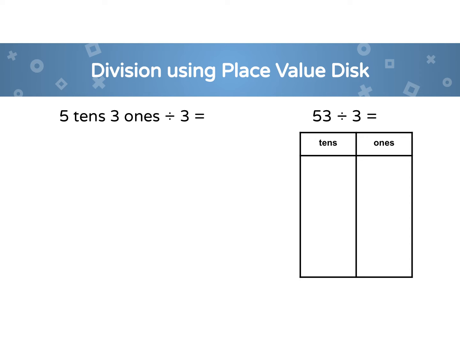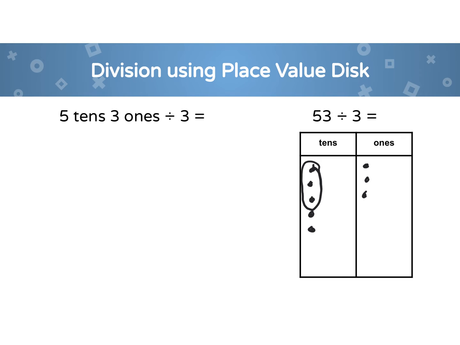Okay, first we have 5 tens, 3 ones. We have 53. So that's what we have, and then we're going to divide it into groups of 3. And I'm going to do this on the place value chart, and then I'm also going to do it with long division so you can see how it correlates to what we're doing.